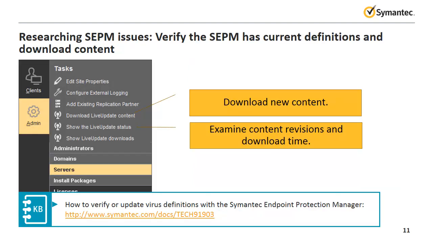If clients have outdated definitions, click Show Live Update Downloads. You can examine the revision and download time for content. If outdated, select Download Live Update Content to download new content. In addition to running Live Update from the local site section, you can also run Live Update from the SEPM homepage or the welcome screen. From a script, you can run lul.exe, which enables you to initialize a live update session from the SEPM.